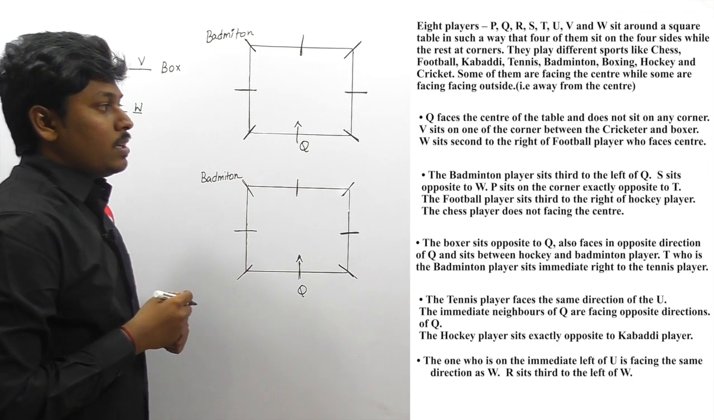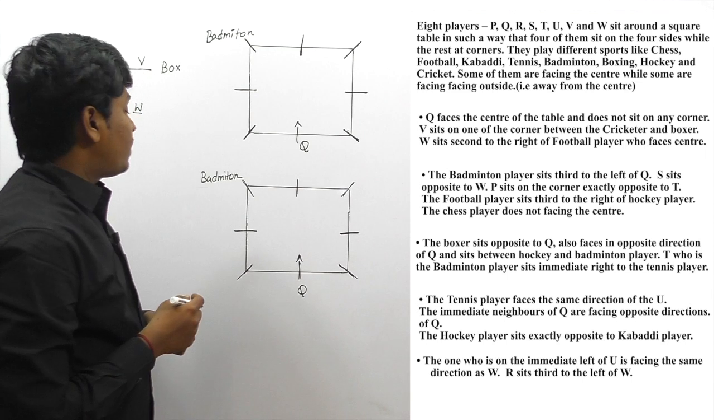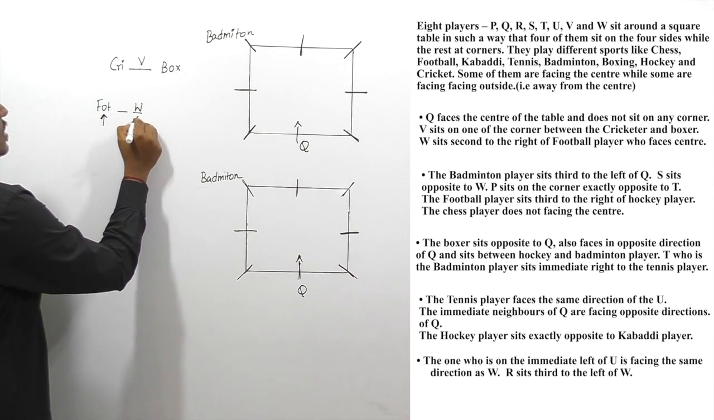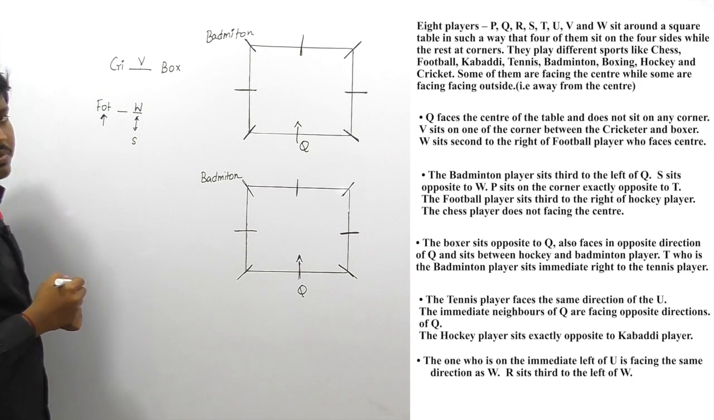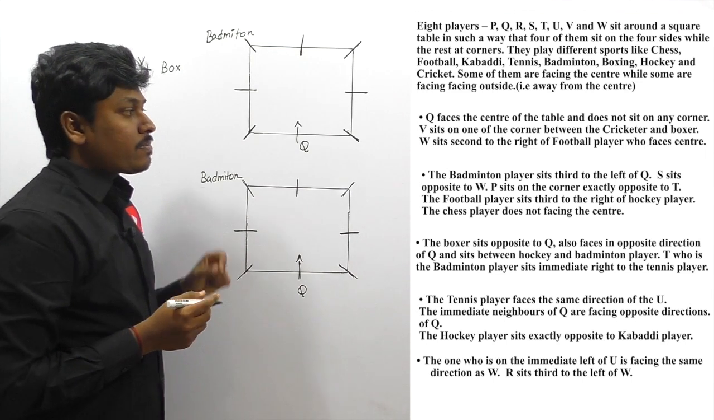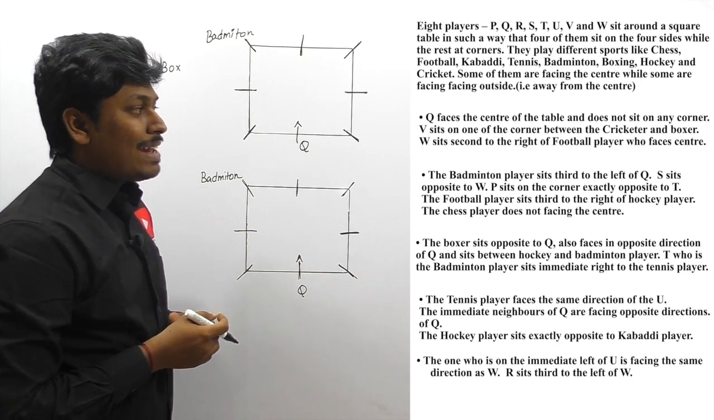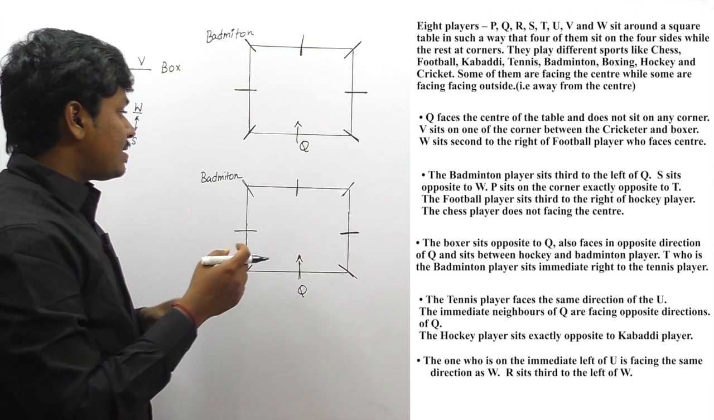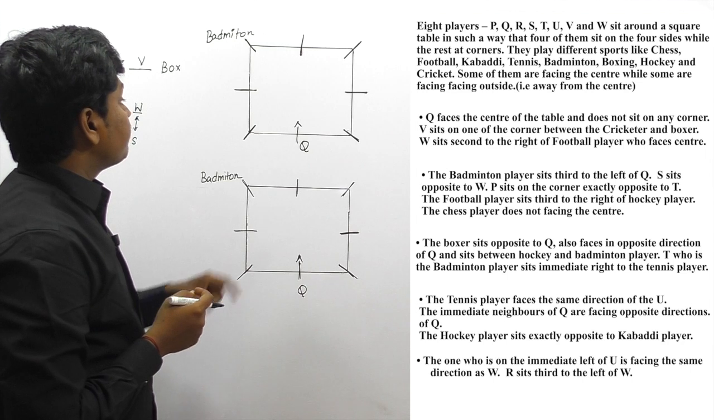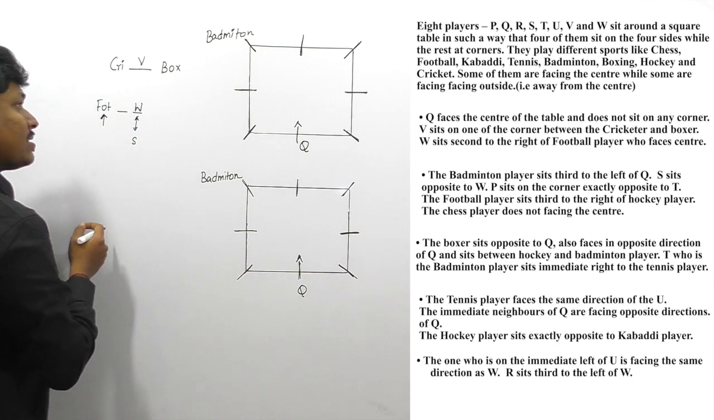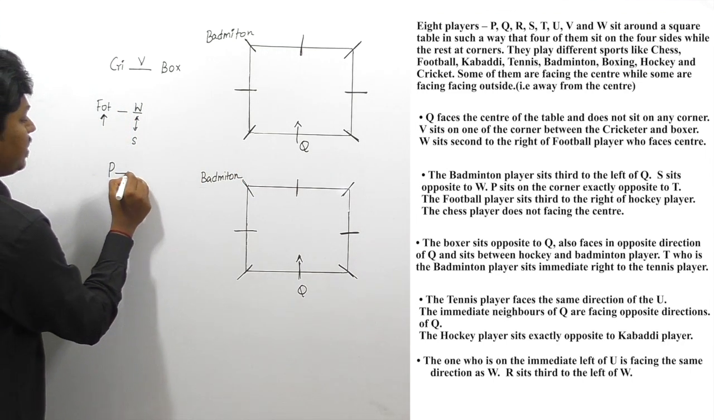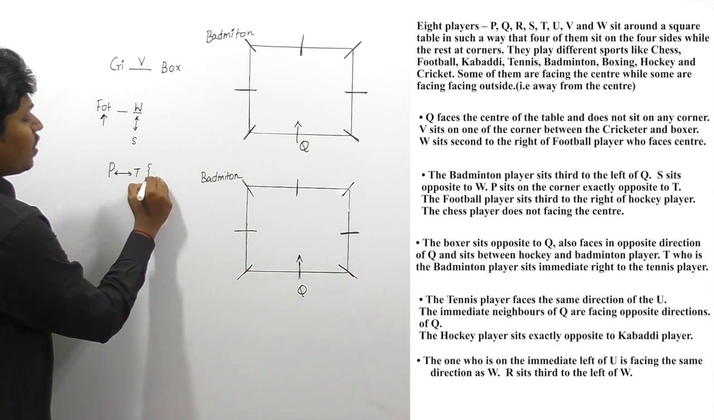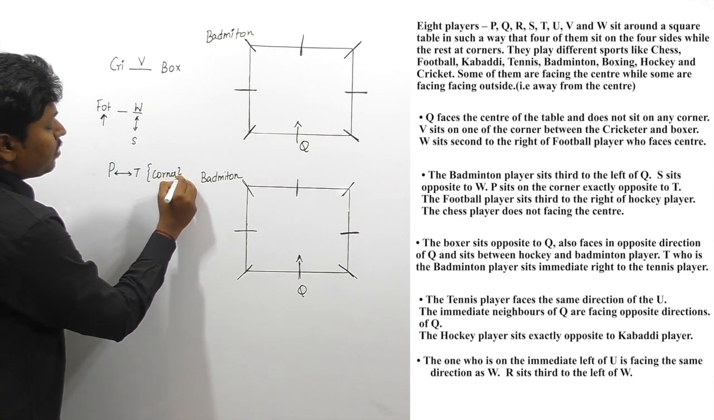S sits opposite to W. So they have said that S and W are sitting opposite to each other. Let me take this clue as S and W sitting opposite each other. P sits on the corner exactly opposite to T. So P is sitting at a corner, opposite to T. Because there are more conditions, let me keep P and T sitting opposite each other, but both at corners. That is important.